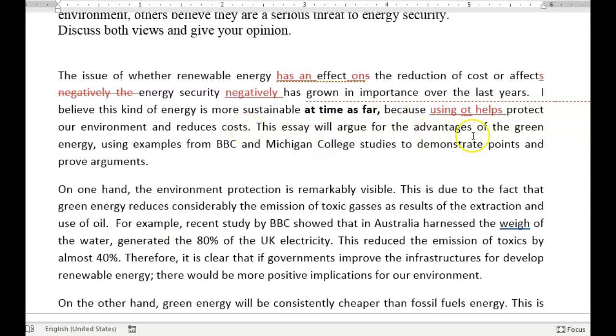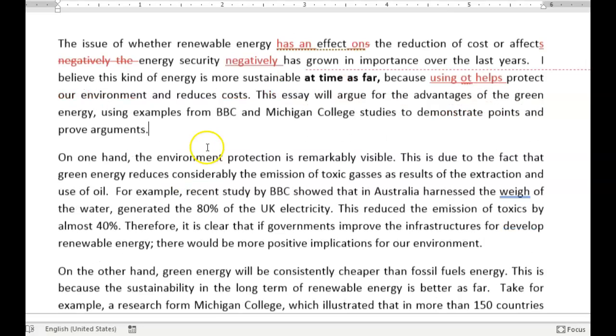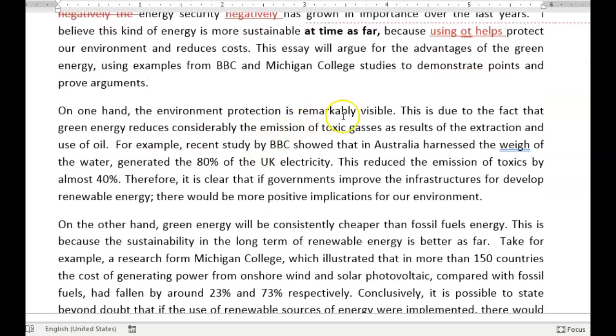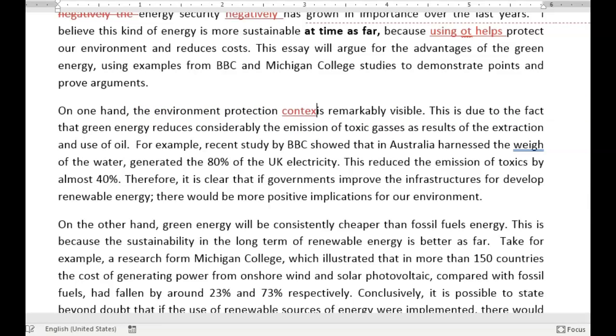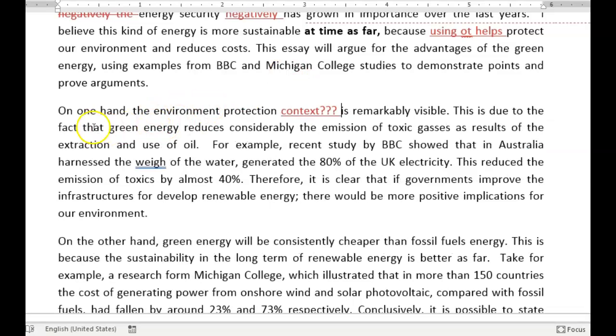Okay. "This essay will argue for the advantages of the green energy using examples from BBC and Michigan College studies to demonstrate points and prove arguments." Okay. "On one hand, the environment protection is remarkably visible." The environment protection, you need the context. You cannot just start this. You have to use the concept of sustainable, renewable energy, anything. You can say, on the one hand, the environment protection as a result of using renewable energy resources is remarkably visible, right? So I added those words as context here, so you can do that.